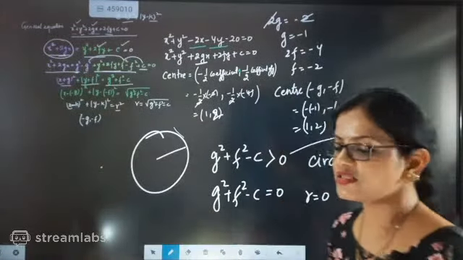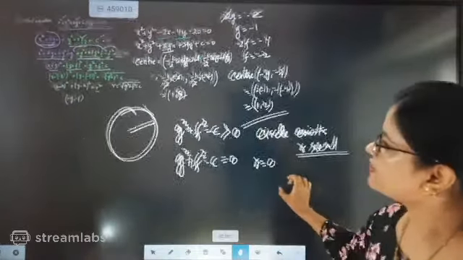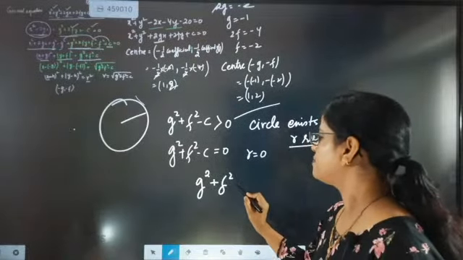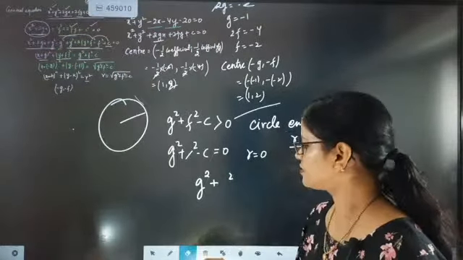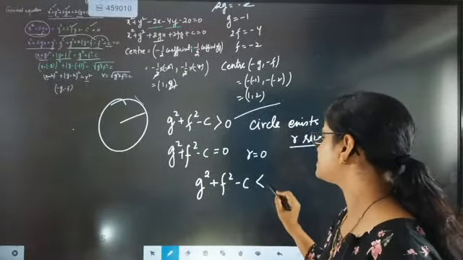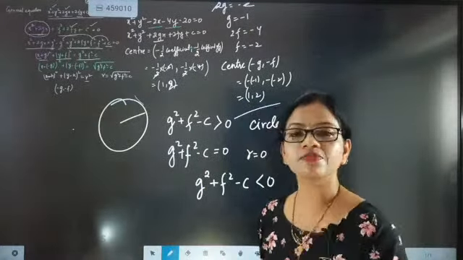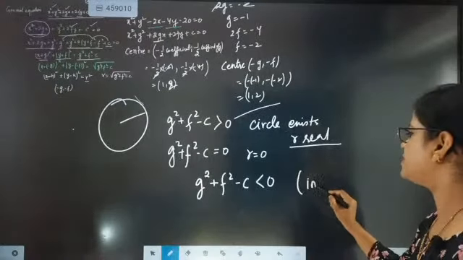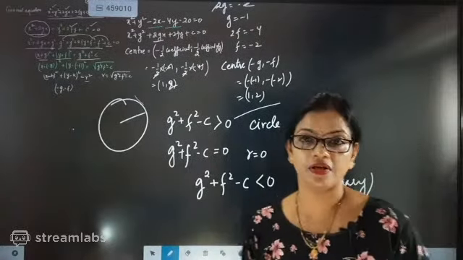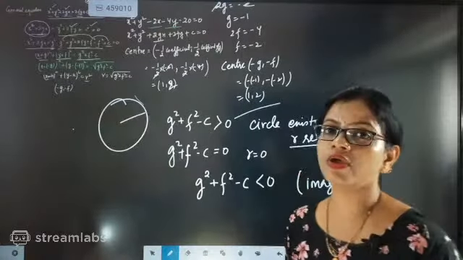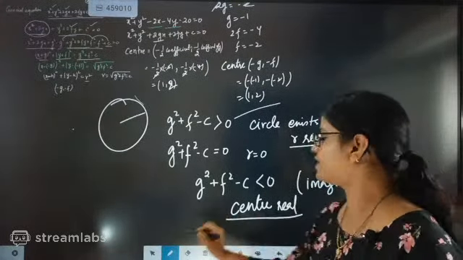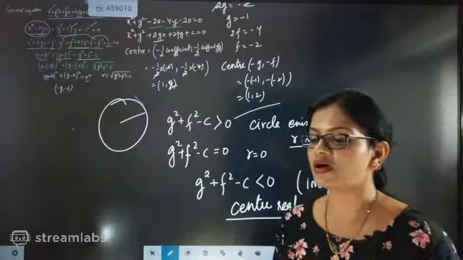At that time, it is exactly a point. And when g square plus f square minus c is less than 0, then definitely the circle is imaginary. This time the circle will be imaginary, but one thing will be there: its center will be real, even in that case. The center will be real, but the circle will be imaginary. It will come under the complex field.